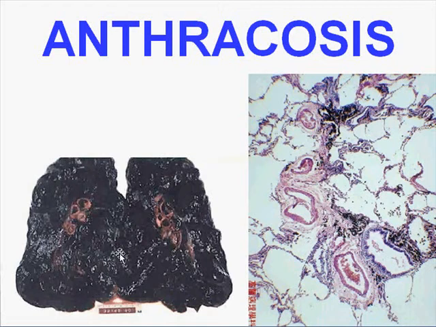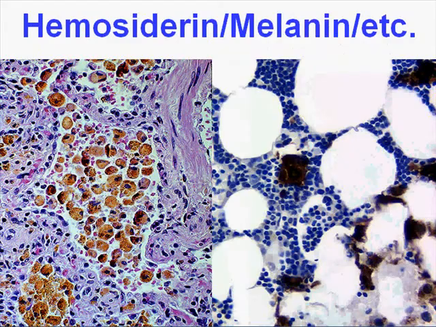Here is a golden brown pigment. And if it's an area where there's been hemorrhage, it is most likely to be hemosiderin. You can do a Prussian blue stain, which will turn this substance extremely blue to prove that it's hemosiderin.